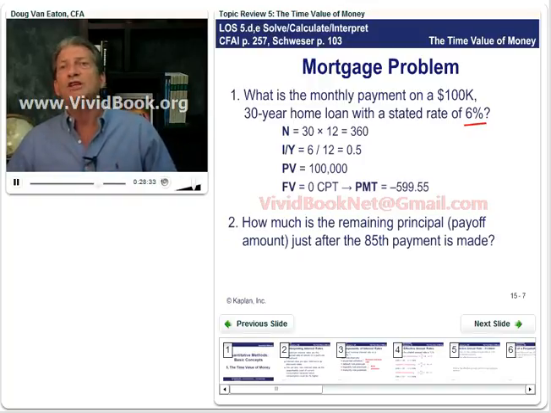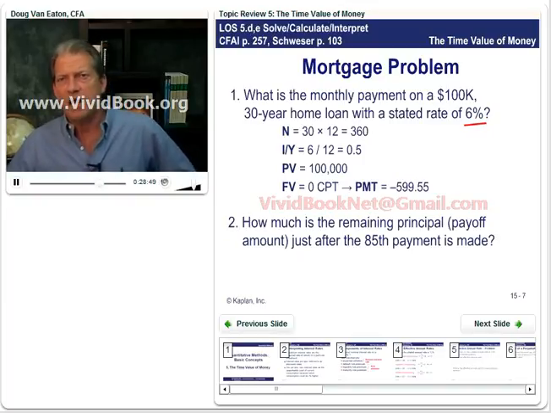This is what we call an amortizing loan. All the payments are equal. They're like an annuity. And then that last one just pays off the remaining piece of the loan and the last bit of interest for the last month. And so that payment comes out to $599.55. So we've figured out a home loan on a 30-year loan with a 6% stated annual rate per $100,000 borrowed.